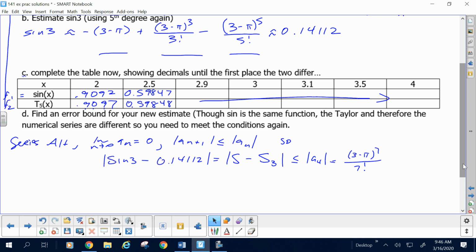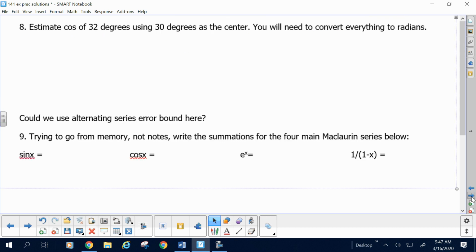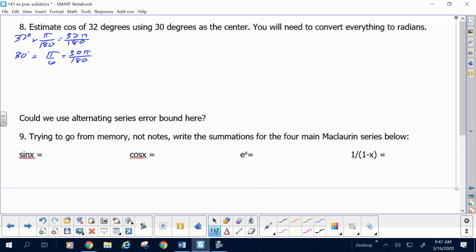That's tiny. All right. So the point is, by choosing a different center, you decrease the error considerably, and you get a far better estimate. All righty. Cosine of 32 degrees. First, let's get these in radians. 32 degrees is 32 pi over 180. 30 degrees, obviously, is pi over 6, or if you like, 30 pi over 180.